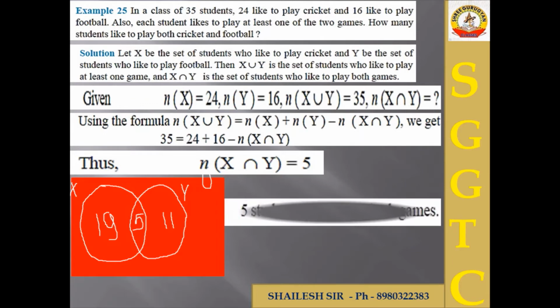So finally, my answer is here: 5 students like to play both types of games. If students ask how many students play only cricket, you write down the answer: 19 play only cricket and only football is 11. Next.